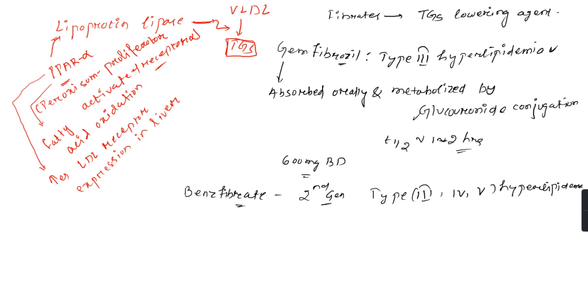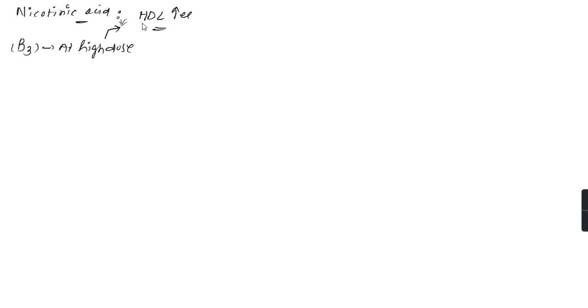Then coming to the next important class of drug, that is nicotinic acid. It is a vitamin. It is the only agent that increases the HDL level, high density lipoprotein level. Nicotinic acid is a B complex vitamin, that is B3. At higher doses, it increases the HDL level.